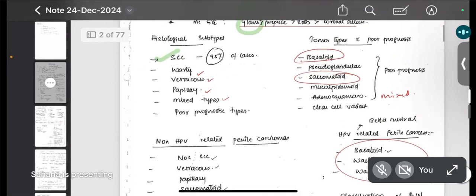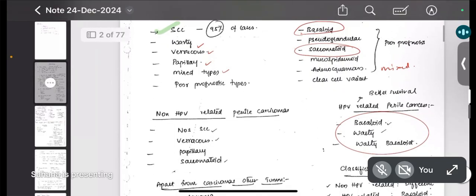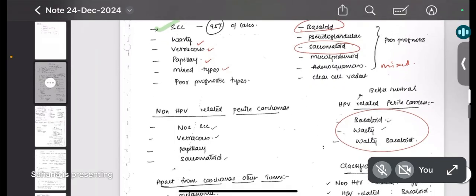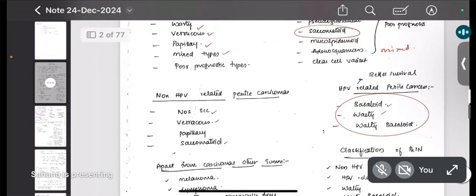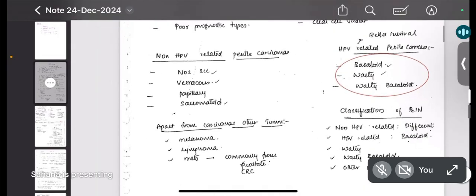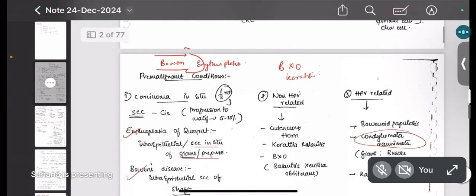Here you have to know the histological varieties: SCC and its variants, HPV associated and non-HPV associated. SCC and variants are usual, verrucous, papillary, sarcomatoid, and basaloid. The ones that are HPV associated are basaloid, warty, or warty-basaloid. Everything else you can put under non-HPV. So non-HPV includes usual SCC, verrucous, papillary, and sarcomatoid, whereas basaloid and warty-basaloid come under HPV related.